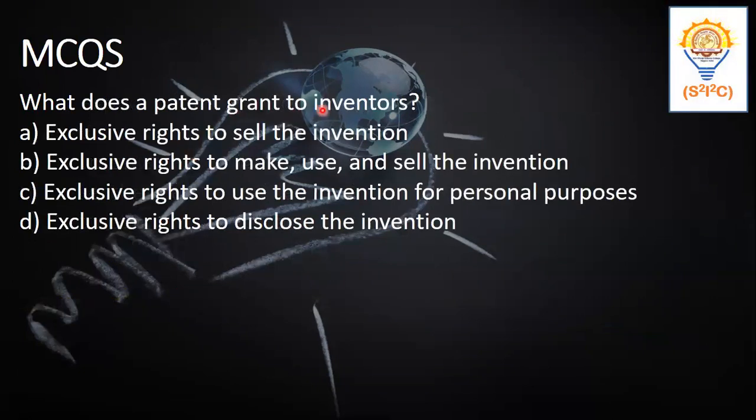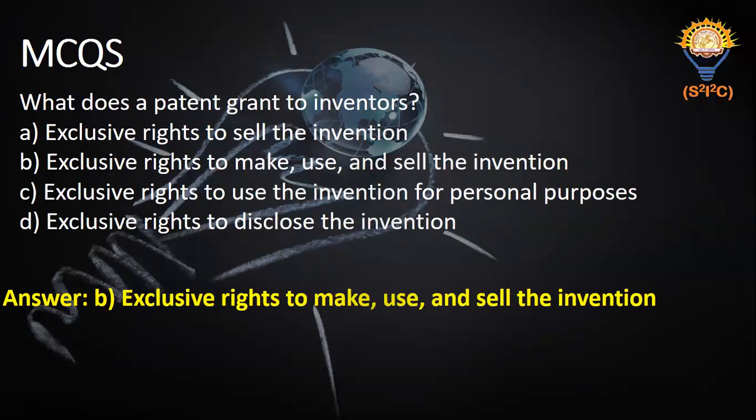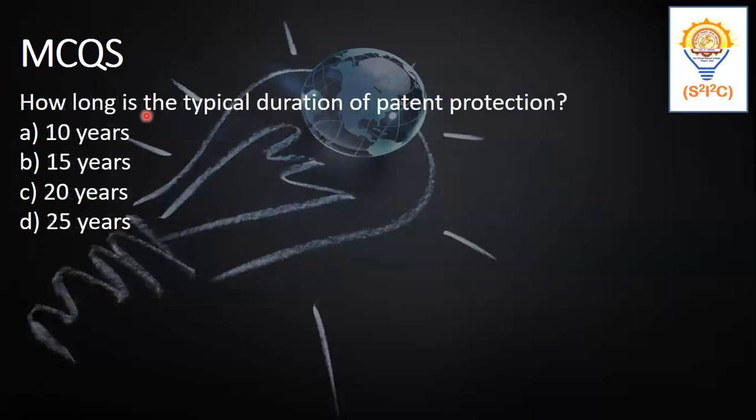What does the patent grant to inventors? Exclusive right to sell the invention, exclusive right to make, use, and sell the invention, exclusive right to use the invention for personal purpose, exclusive right to disclose the invention. The correct option is B, exclusive right to make, use, and sell the invention. How long is the typical duration of patent protection? 20 years.